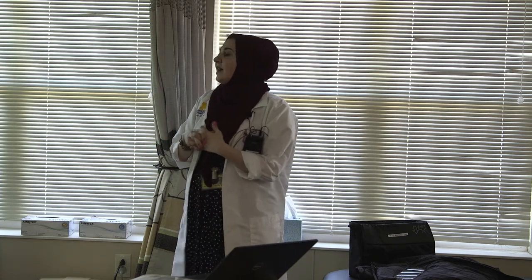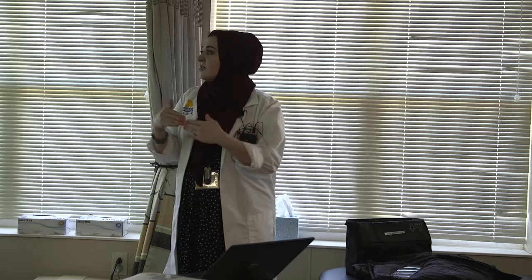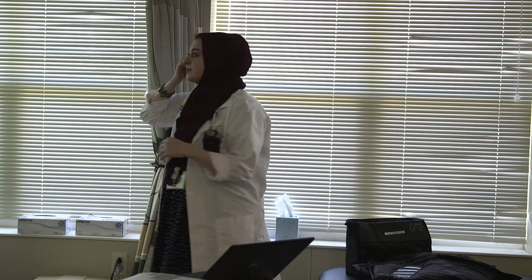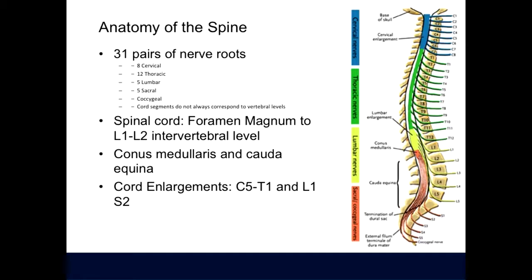So this is the house of the spinal cord. It's made out of vertebra. You've got 7 cervical vertebra, 12 thoracic, 5 lumbar, 5 sacral, which are fused, and in the end, 4 coccyx vertebra. And this is the cushion around the spinal cord. The spinal cord starts at the foramen magnum, which is the base of the skull, and it travels all the way to the end of the coccyx.